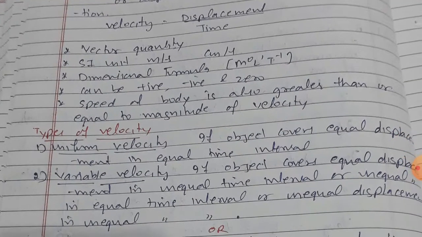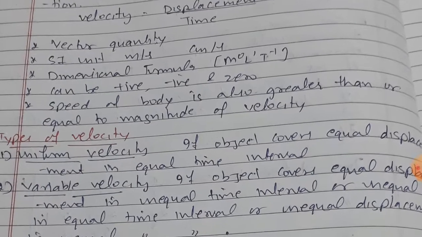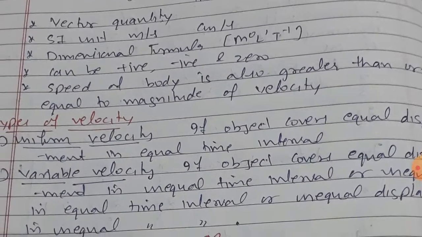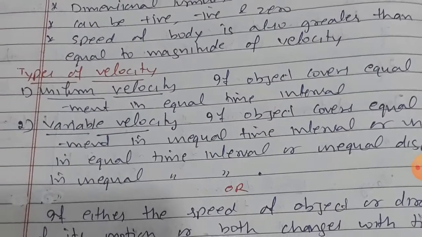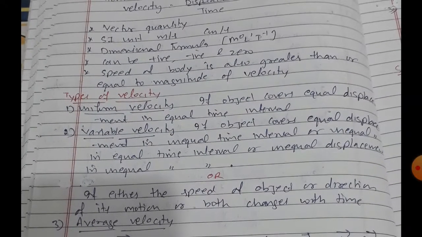Next, speed of a body is always greater than or equal to the magnitude of velocity. How can we say this? As we know, the definition of velocity is displacement over time and speed is distance over time, and we had studied that distance is always greater than or equal to the magnitude of displacement. So on the same basis we can write that the speed of a body is always greater than or equal to the magnitude of velocity.